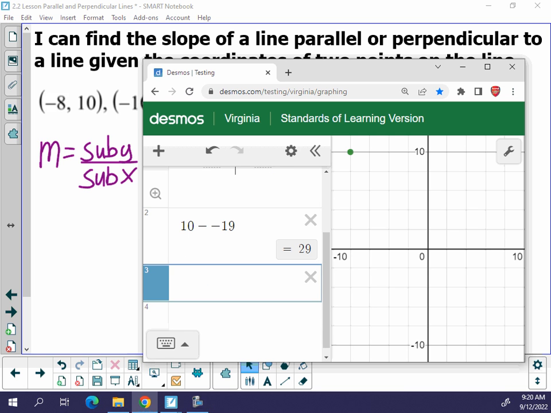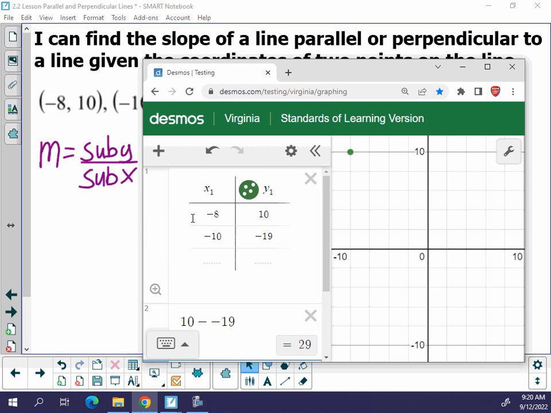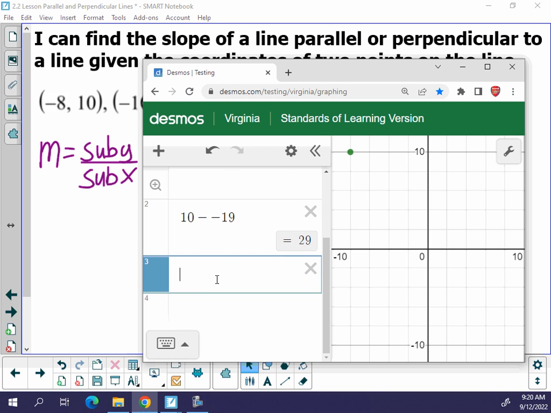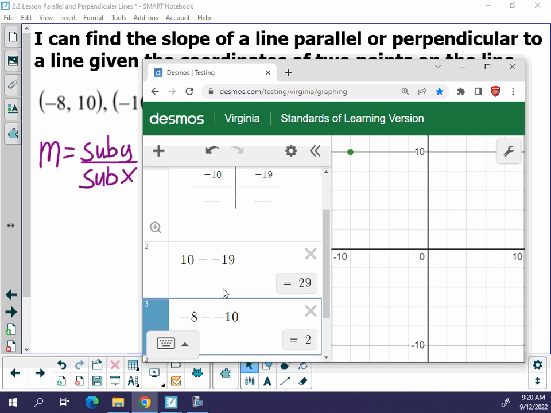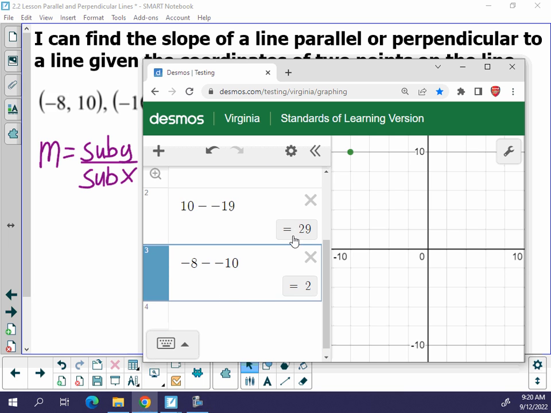I get the first minus because I'm subtracting. I get the second minus because I have a negative 19. And then I'm going to subtract the x's, negative 8 minus negative 10. And so I have my slope, 29 on top, 2 on the bottom.